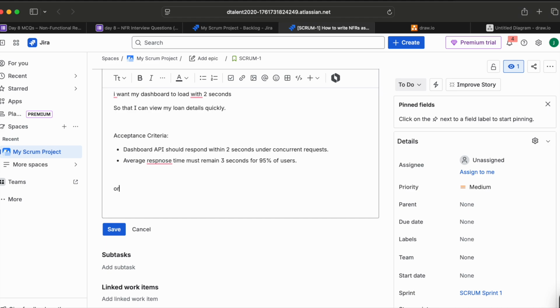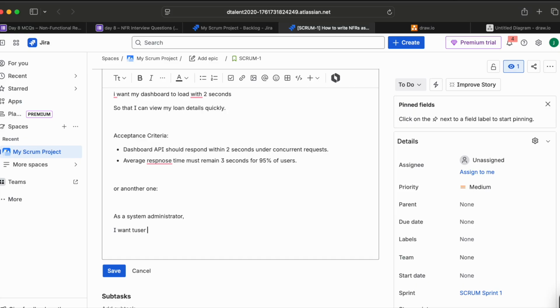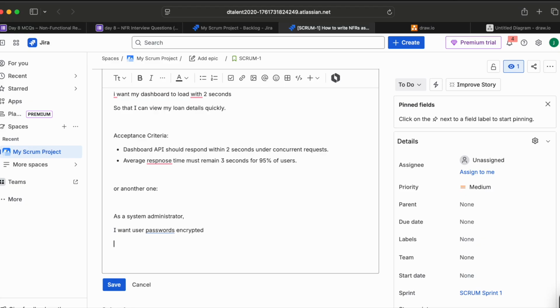So another one. Okay, so another style you can write: as a system administrator, I want user passwords encrypted so that customer data remains secure. Okay, something like this you can write.